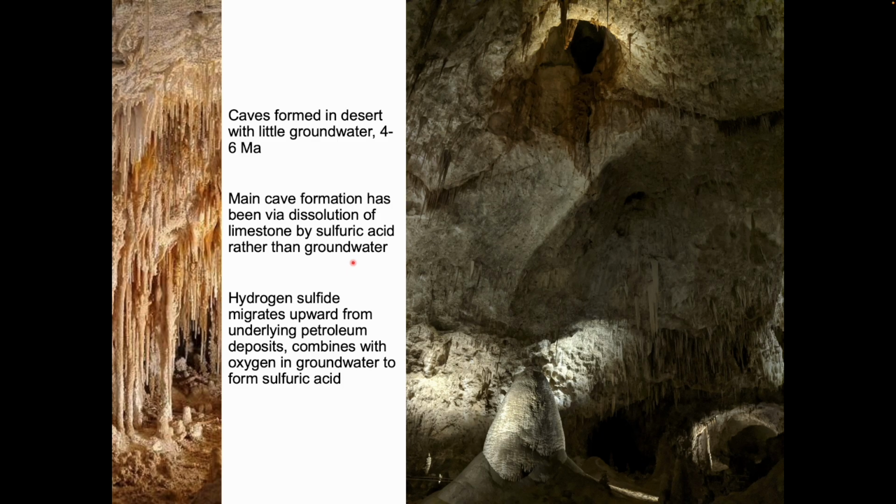So why is there sulfuric acid in the groundwater at Carlsbad Caverns? Well, it sits above petroleum reserves. And petroleum reserves, that is oil and gas, contain appreciable amounts of hydrogen sulfide. This slowly migrates upward from those underlying petroleum deposits and combines with oxygen in groundwater to form a weak sulfuric acid. Sulfuric acid is a much stronger acid than carbonic acid, so it dissolved these caves much faster than you would normally find somewhere like Mammoth Cave.